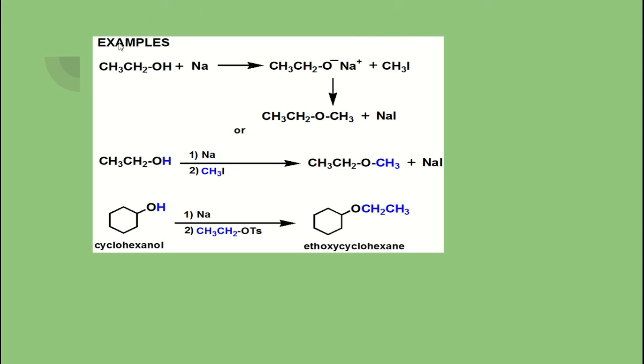This is the example of the formation of ether. We have our basic alcohol, ethanol here, and the sodium. When we add ethanol and sodium, we form the alkoxide ion. Here, we add the alkoxide ion with alkyl halide. CH3I is the alkyl halide. Make sure the alkyl halide is primary, so it will form ether. This is the ether that will form.